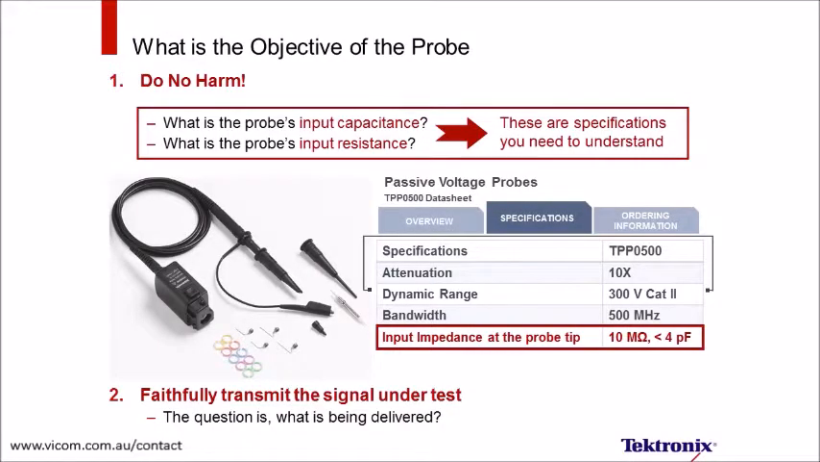When selecting a probe, users will often look at what are considered to be the banner specifications, which are bandwidth and dynamic range. As you've seen in this video, the probe's input capacitance is a critical specification. A probe with less input capacitance will do less harm or cause less loading on the test signal, which will offer measurements with greater accuracy.